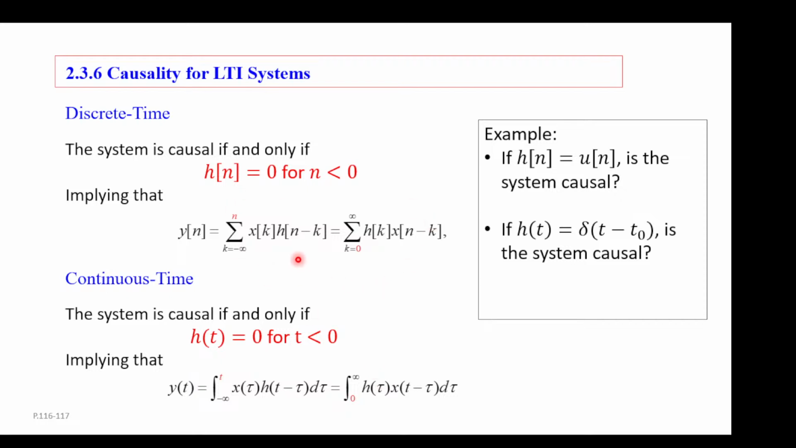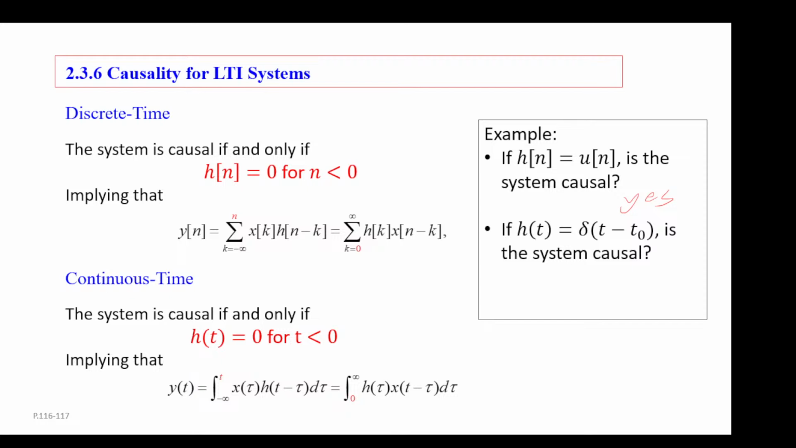Okay, now we have some questions that we can try to wake people up. If h of n equals u of n, is the system causal? If you think the system is causal, raise your hand. And if the system is not causal, raise your hand. I think people are good at this, and the answer is yes, the system is causal because u of n for n less than 0 is all 0.